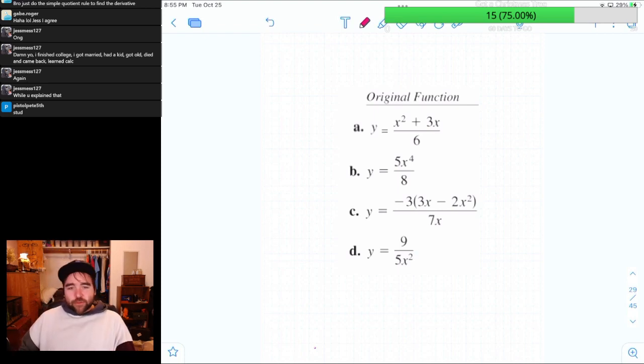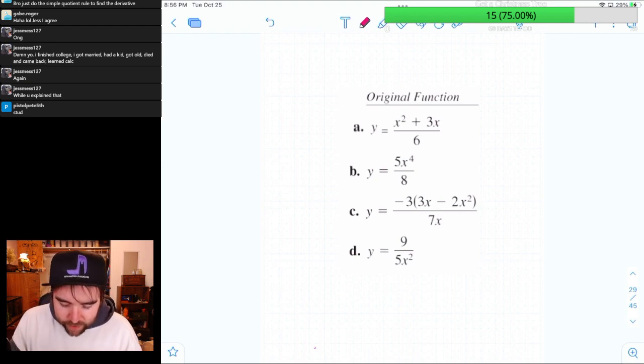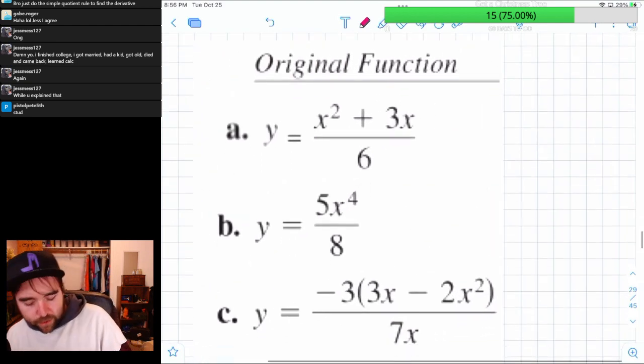Alright, so we're going to find the derivative of these functions. The point of these functions is to show us that we don't always need to use the quotient rule, even if it looks like we should. None of these require the quotient rule. So first off, A, why does this not require the quotient rule?